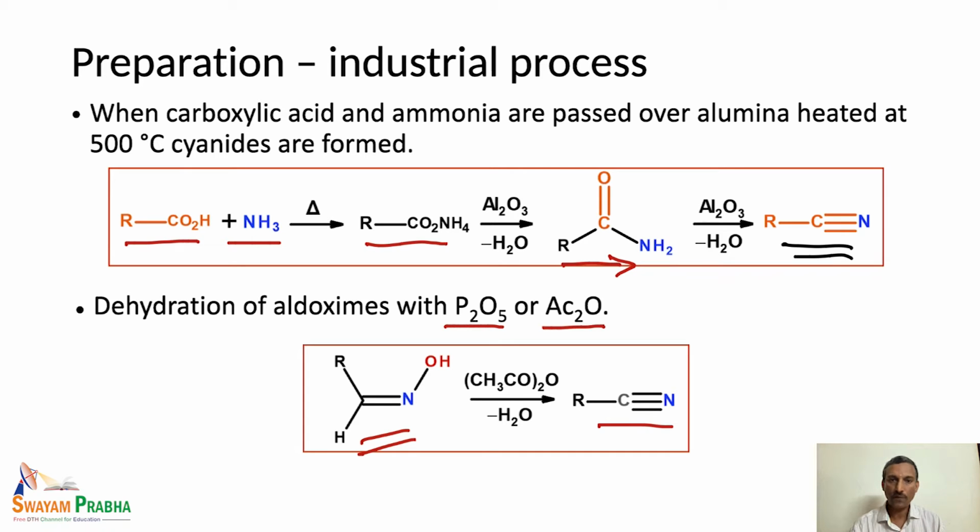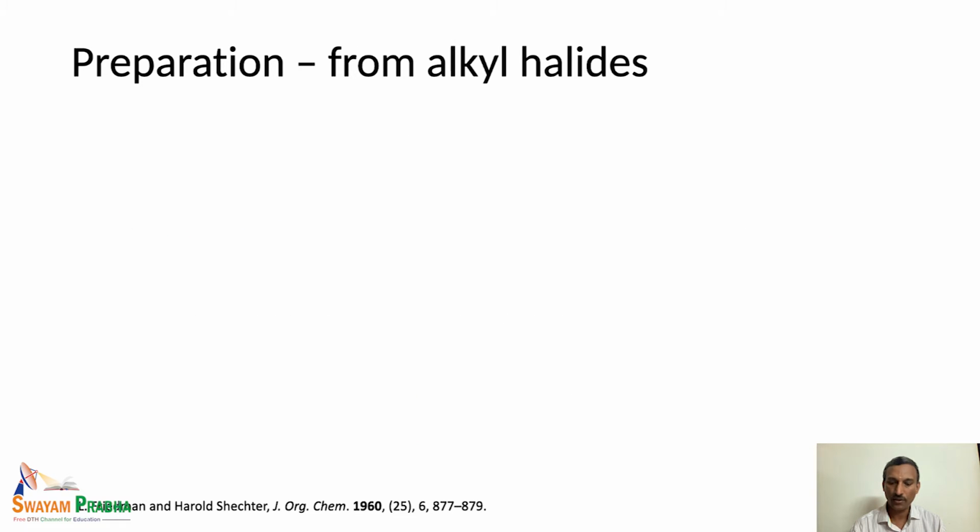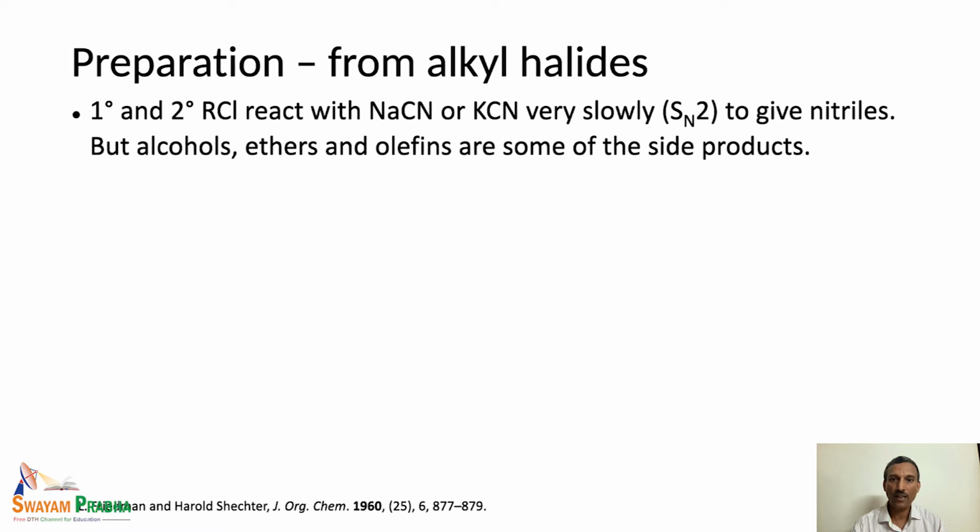So, these are all the various processes, mainly the dehydration process, for the preparation of nitriles from carboxamides. And we can also use alkyl halides as the starting material for the preparation of nitriles. The primary or secondary alkyl chloride generally reacts with sodium cyanide or potassium cyanide, and this is a very slow reaction. Basically, this is an SN2 reaction, that is, a nucleophilic substitution bimolecular, and the halogen atom is replaced by the cyanide.